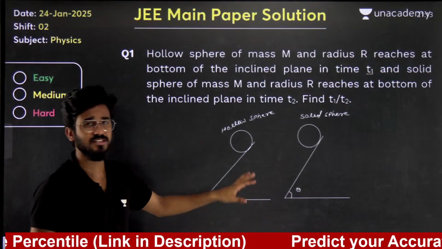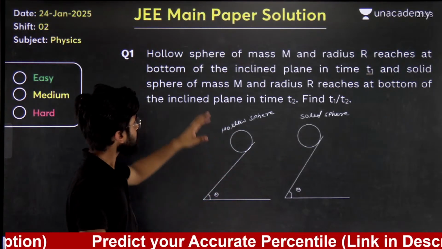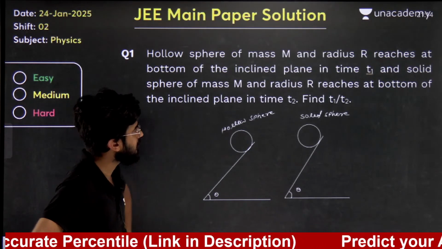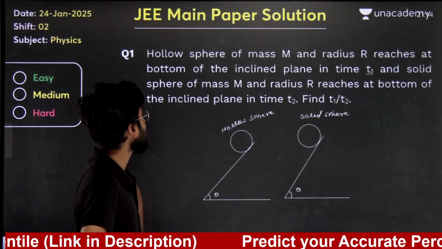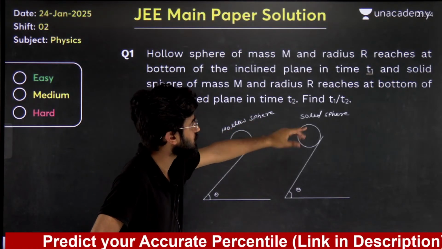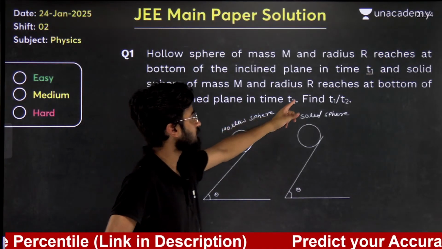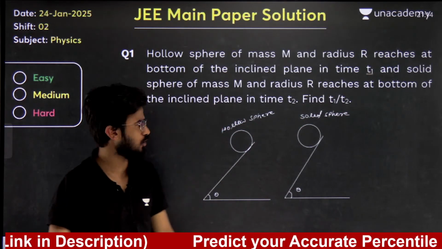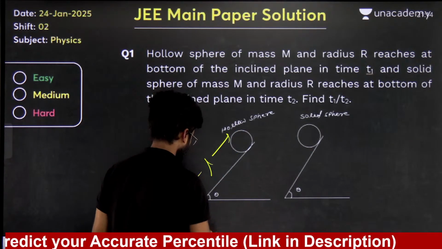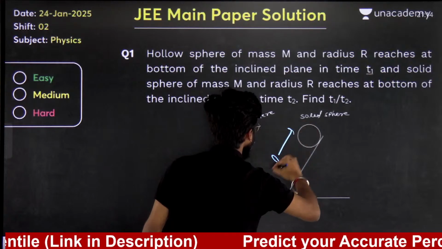First of all, a question from rotational motion. A hollow sphere of mass m and radius r reaches the bottom of an inclined plane in time t1, and a solid sphere of mass m and radius r reaches the bottom in time t2. Find t1 by t2, so we have to find the ratio of t1 to t2. Suppose this length is l, and this length will also be l.